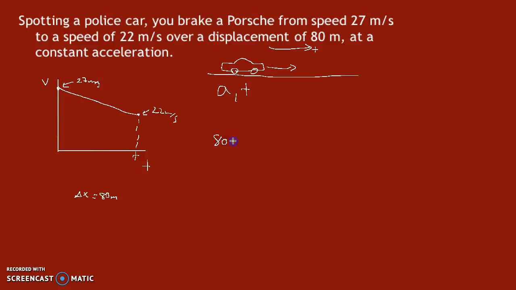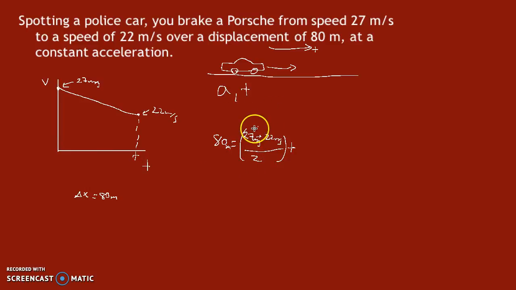So 80 is going to be equal to, and we'll say that this is a trapezoid, base 1 of 27 plus base 2 of 22, and we'll use units meters per second, all over 2, times the height of t. And that should give us 80 meters.